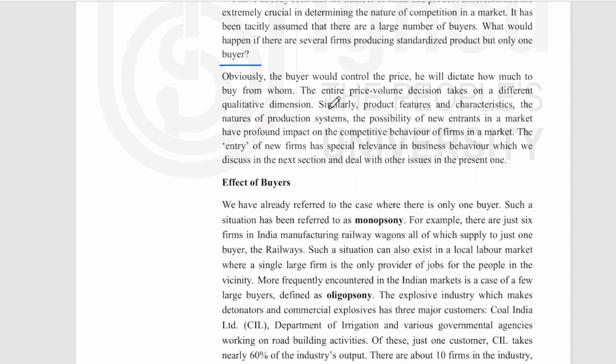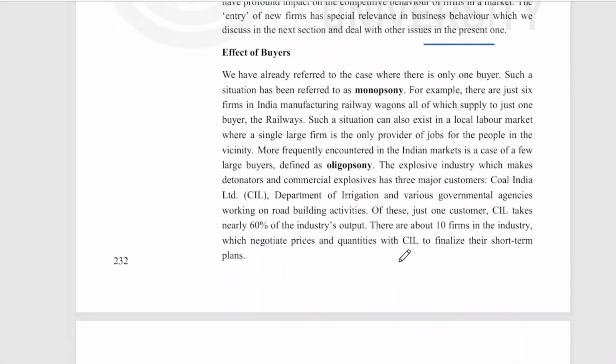dimension. And similarly, product features and characteristics, the nature of the production system, and the possibility of new entrants in the market have a profound impact on the competitive behavior of firms in a market. The entry of new firms has special relevance in business behavior, which we discuss in the next section, and deal with other issues in the present one.